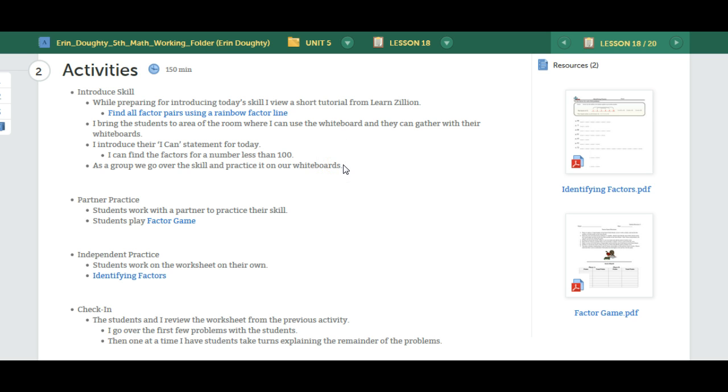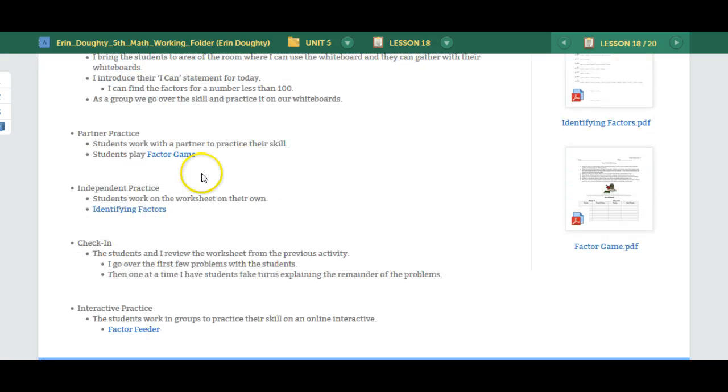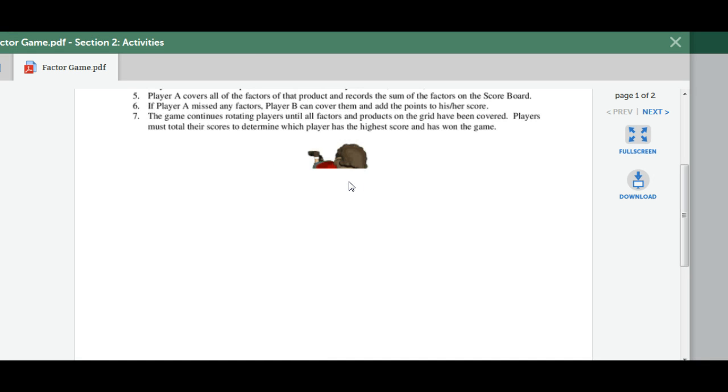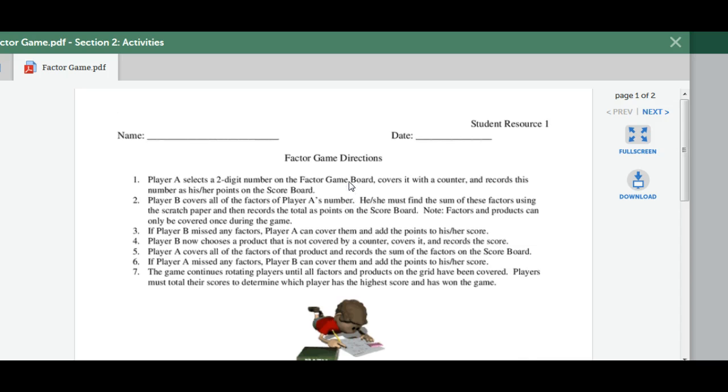We go over that skill, setting up those rainbows and doing several examples as I model and the students practice on their whiteboards. The second day, the students are playing a game called Factor Game. Not a very creative title.